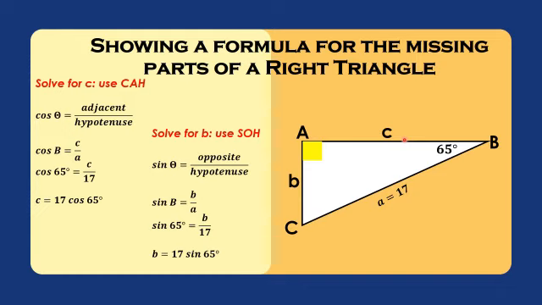Now to find angle C, since the sum of the angles of a triangle is 180 degrees, we need to add the given two angles, then subtract from 180 degrees. Now we will have the measure of angle C. As you can see, angle A is 90 degrees, angle B is 65 degrees. So in order to find angle C, add 90 degrees to 65 degrees and then subtract from 180 degrees. So let's wrap up our discussion.